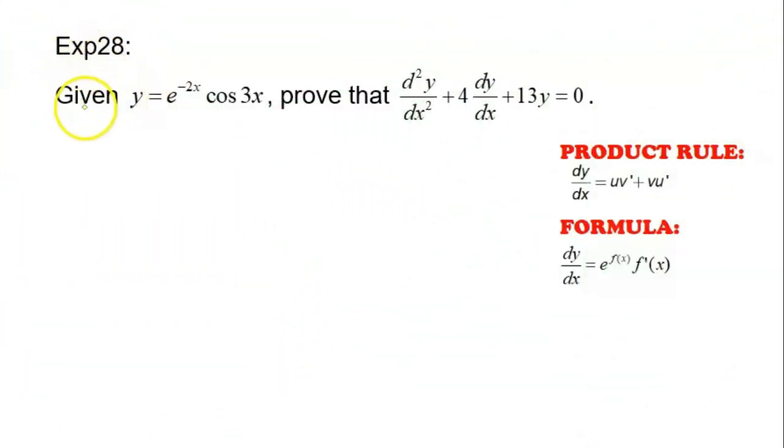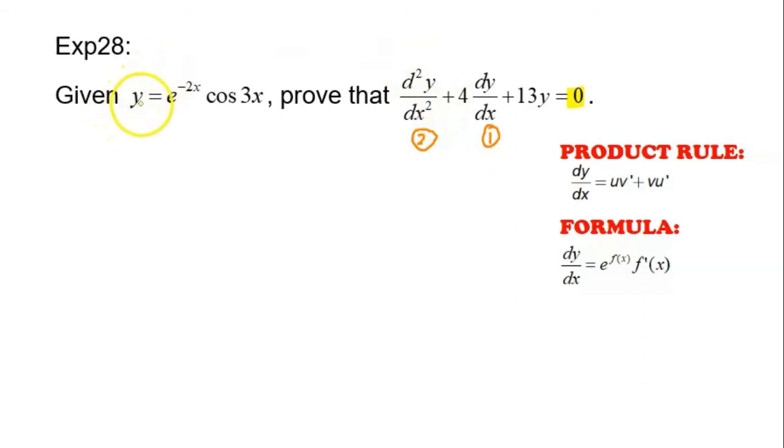Example 28. Given y equals e to the power of negative 2x times cos 3x, prove that d²y/dx² plus 4 dy/dx plus 13y equals 0. In this question, we need to prove the expression here equals 0. So, we need to find the first part, what is dy/dx, and the second part, what is d²y/dx².